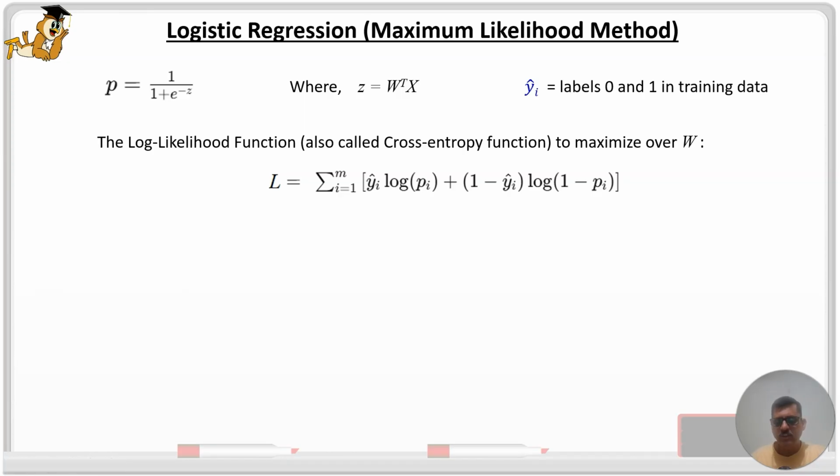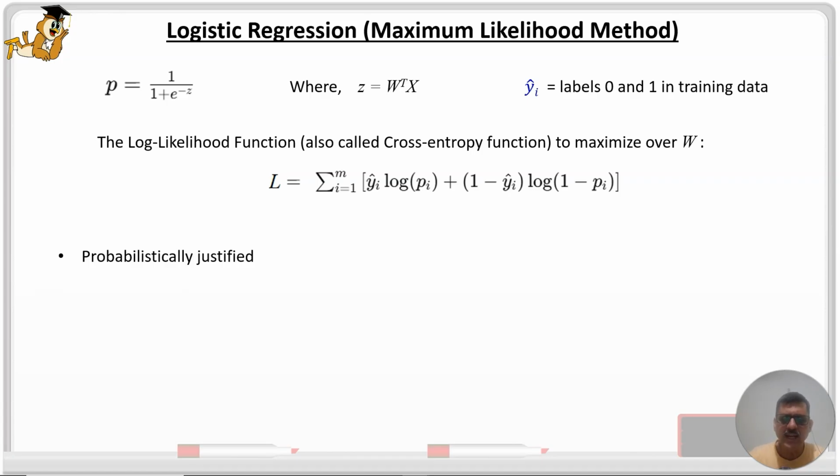Okay, I have just copied here what we saw in the earlier slide. This log likelihood function is also called the cross entropy function. This is again some terminology that you may run into, and you should know what it stands for. The log likelihood function, which is the log of the likelihood function that we saw, is also called the cross entropy function, which is what we are trying to maximize over W. We will find the best W's such that they maximize this function, the cross entropy function.